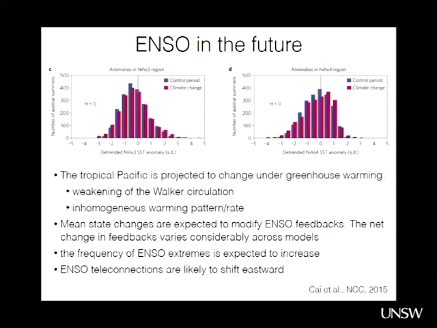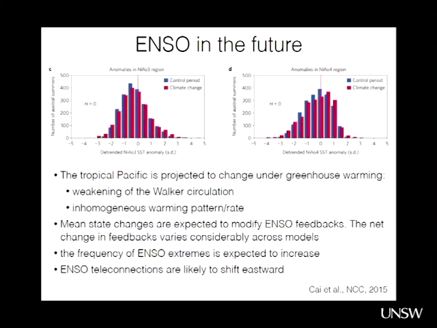But there are several things in the tropical Pacific that we know are going to change under global warming. We expect a weakening of the Walker circulation, and also the warming is not homogeneous, so it's not like we're just adding 1.5 degrees to the sea surface temperature everywhere. It is associated with a pattern. So that is going to have an effect on the stability of ENSO. So these mean state changes will modify ENSO and its feedbacks. The problem is that the feedbacks are quite model dependent. So some models will show one type of change and other models will show another type of change.